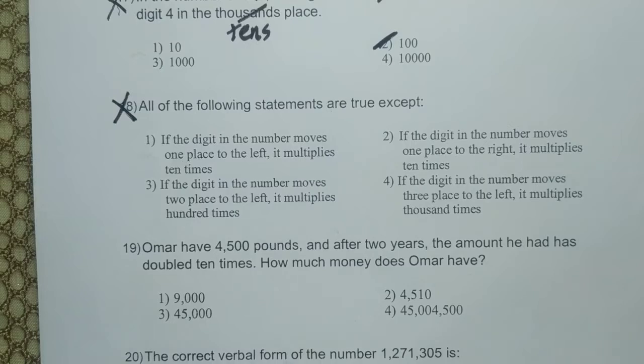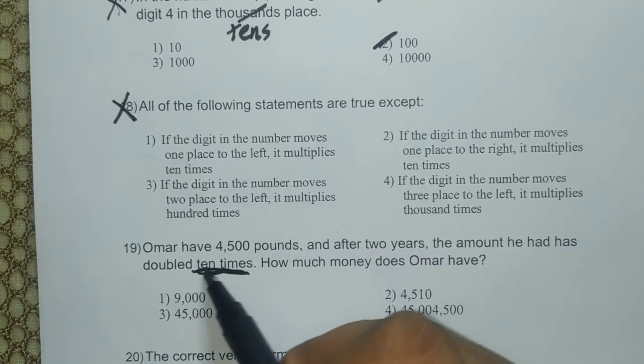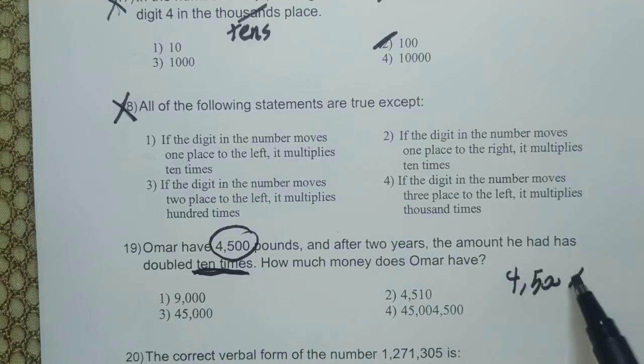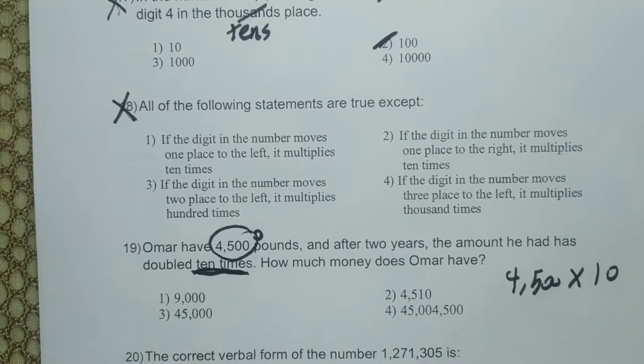Number 19, Omar has 4,500 pounds, and after 2 years the amount he had has multiplied 10 times. So I will just make this number times 10. So I will add 0 to this number. The answer will be number 3.